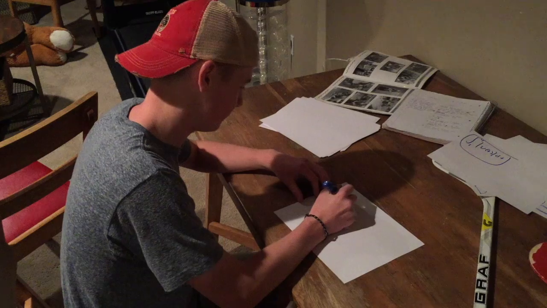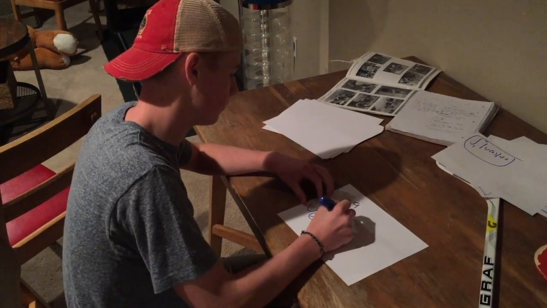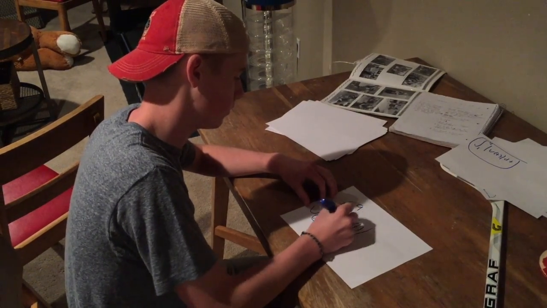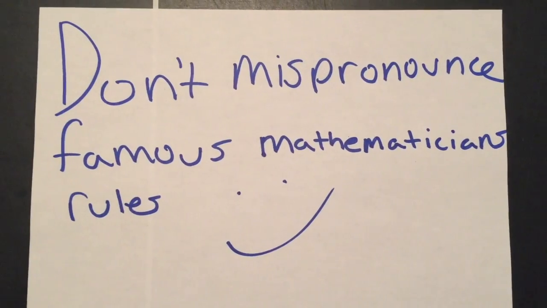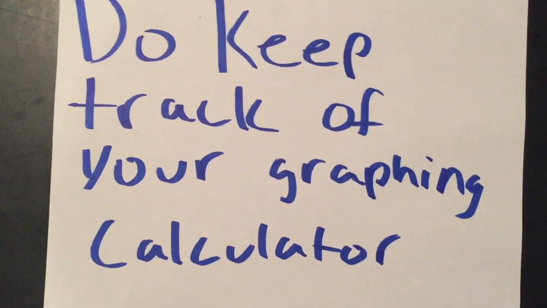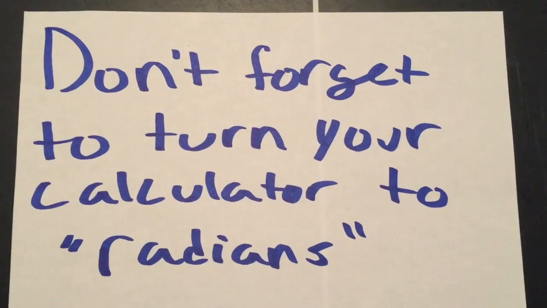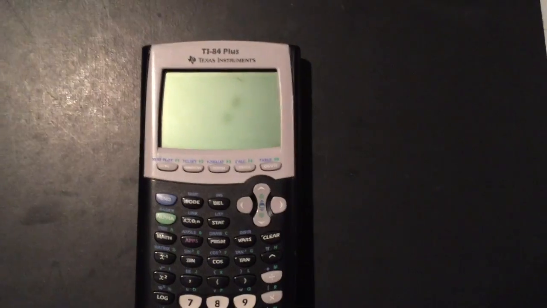Do your homework. Don't mispronounce famous mathematicians' rules. L'Hopital, Euler, L'Hopital, Euler's. Do keep track of your graphing calculator. You find it yet? No, Pat, you know you can't use Mr. Levison's anymore. I know. Don't forget to turn your calculator to radians.